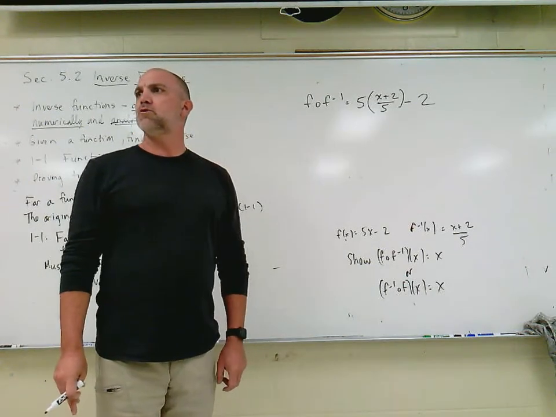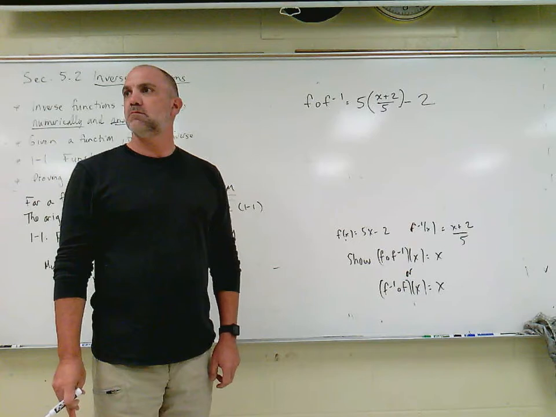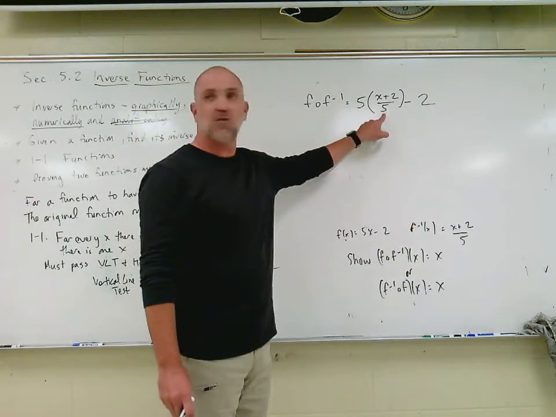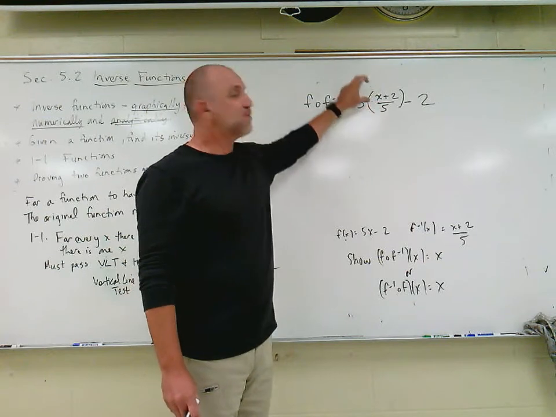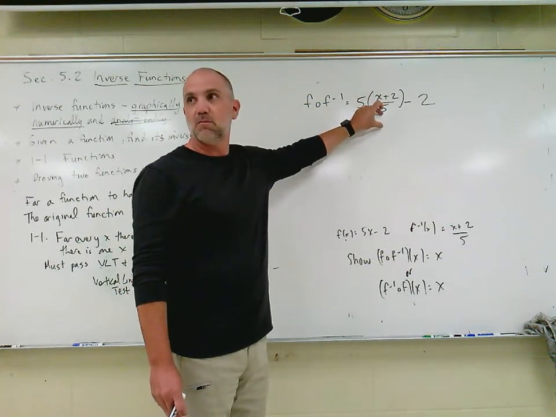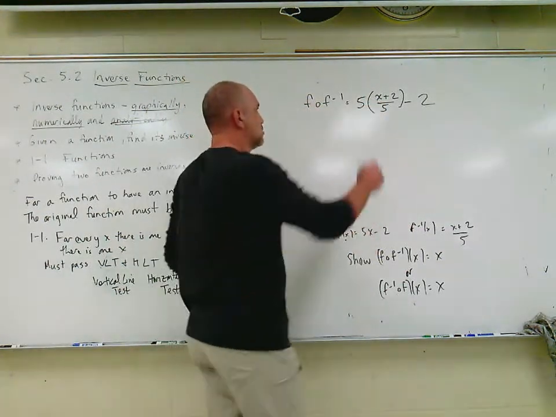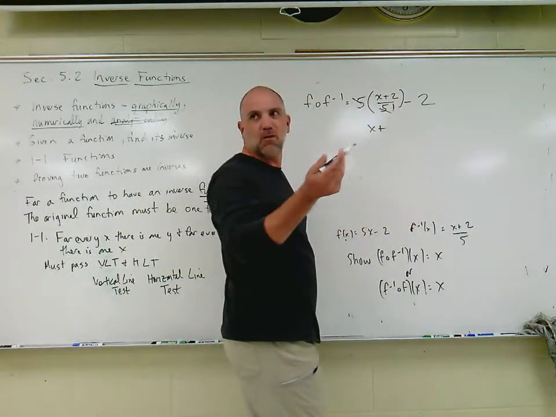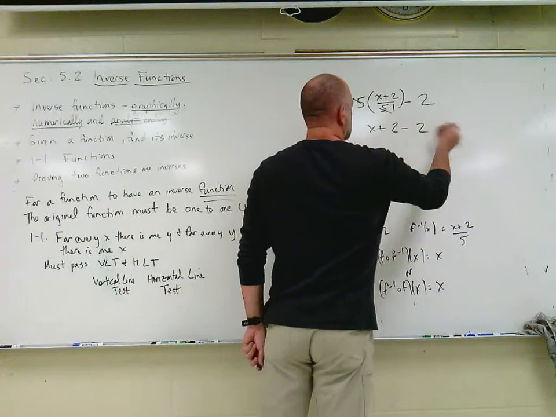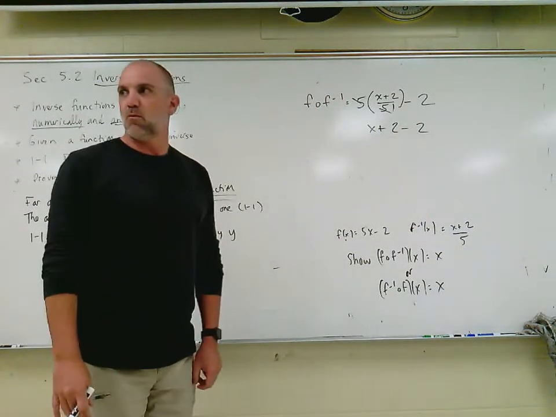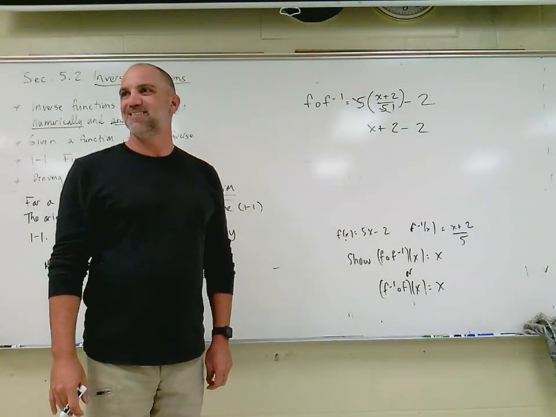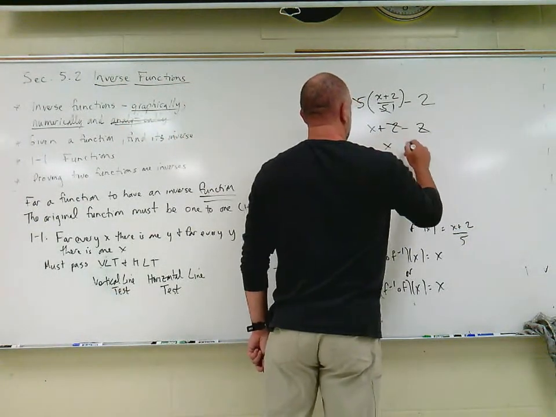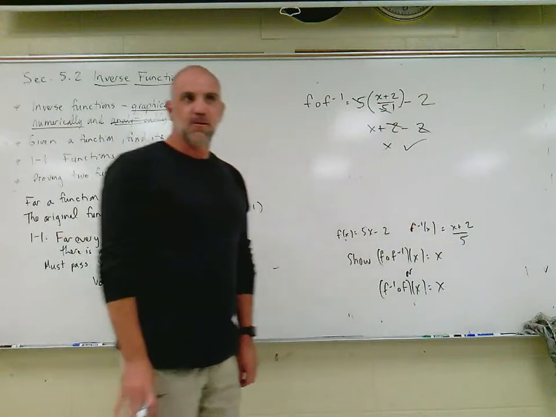All right, what would you do first, Sonari? Yeah, but if I distribute it, what's going to happen with this 5 and this 5? If this one's up and this one's down, yeah, so I'm just going to cancel them. So once I cancel that, it leaves a 1, so I really don't need the fraction. x + 2 minus 2. Then what can I do? 2 and 2 cancel. I'm left with x.